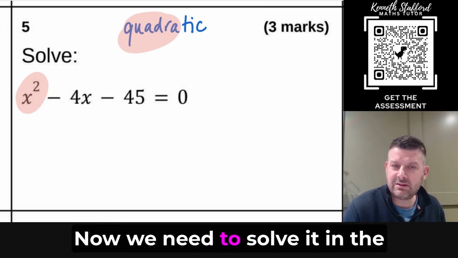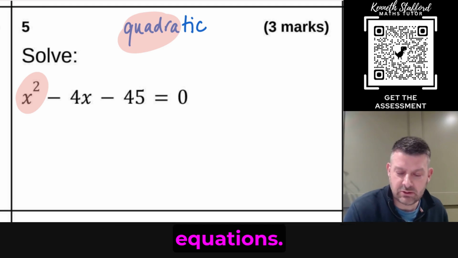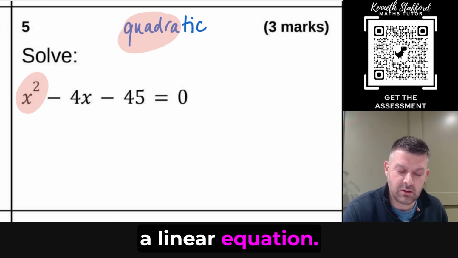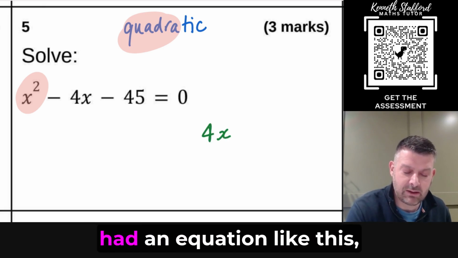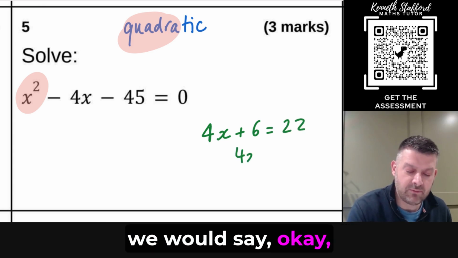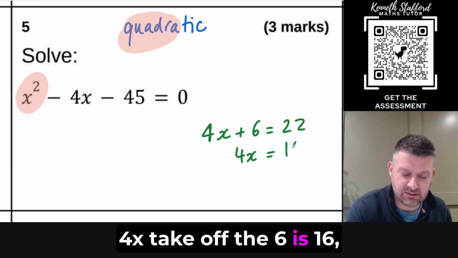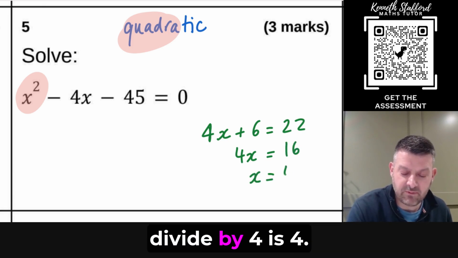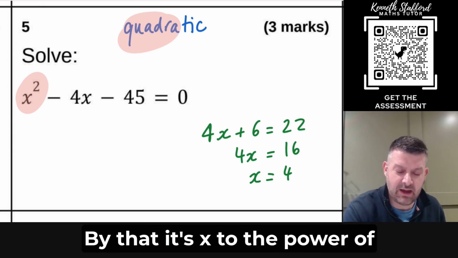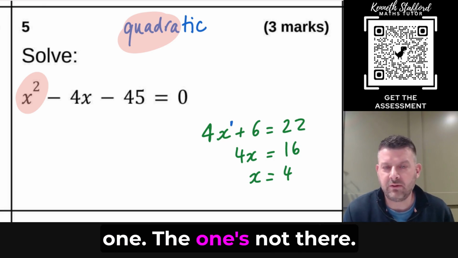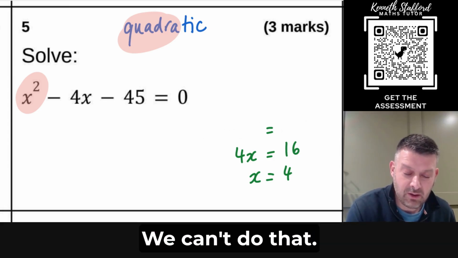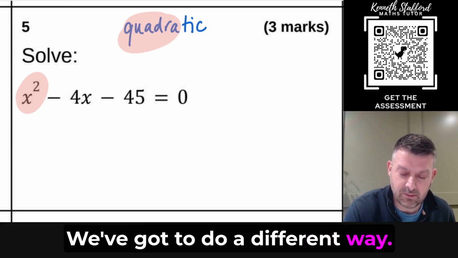Now, we need to solve it in the way you solve quadratic equations. We can't just make x the subject, which we would with a linear equation. What I mean by that is if we had an equation like this, we would say, okay, 4x, take off the 6 is 16, divide by 4 is 4. That's how you solve a linear equation. By that, it's x to the power of 1. The 1's not there. But because this is quadratic, it's got an x squared in it. We can't do that. We've got to do it a different way.